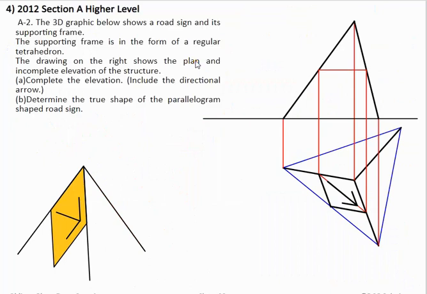Now in this question we have a road sign. What we're asked first of all to do is to complete the elevation, including the directional arrow, and then determine the true shape of that parallelogram road sign. So we look at how we go about doing this.